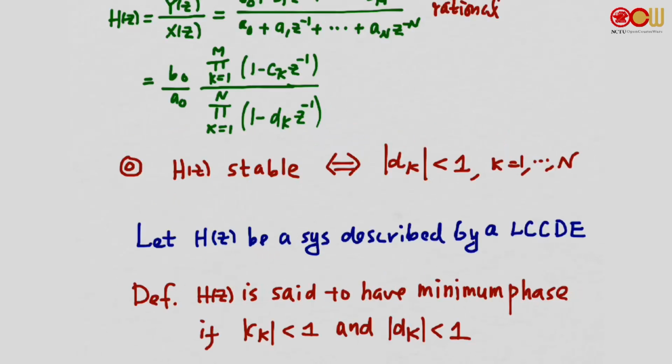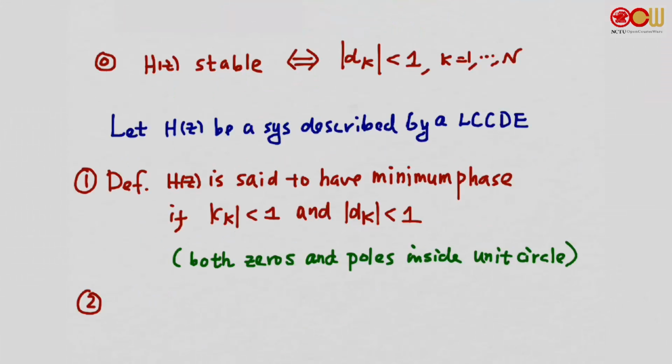For a system described by a linear constant coefficient difference equation, we say it is minimum phase if the zeros are inside the unit circle and the poles are inside the unit circle. We know that the poles should be inside the unit circle for the purpose of stability. But why should the zeros be inside the unit circle too? A minimum phase system has both zeros and poles inside the unit circle. Why do we need both?